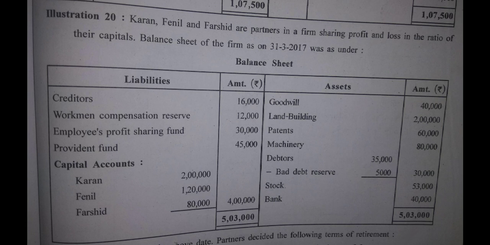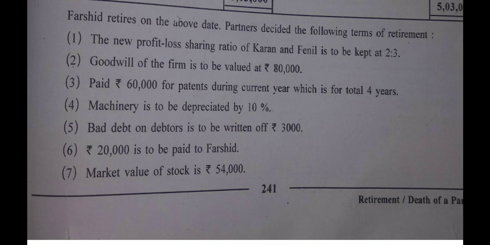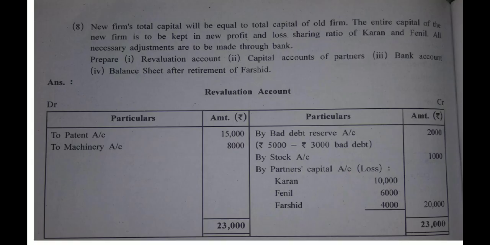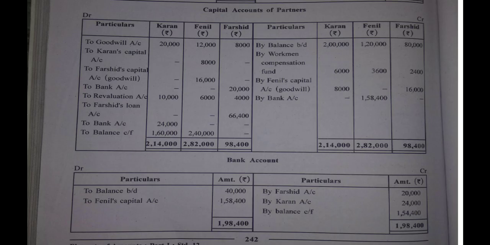Then talking about capital accounts, we have already written. Talking about the value of goodwill. This is the old value of goodwill, 40,000. Yes. Old value of goodwill is to be written off among partners in their old ratio. So here is the partners capital accounts, and on debit side it is to goodwill account, 20,000, 12,000 and 8,000.